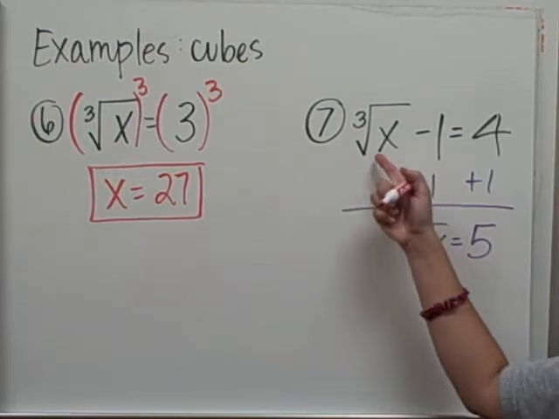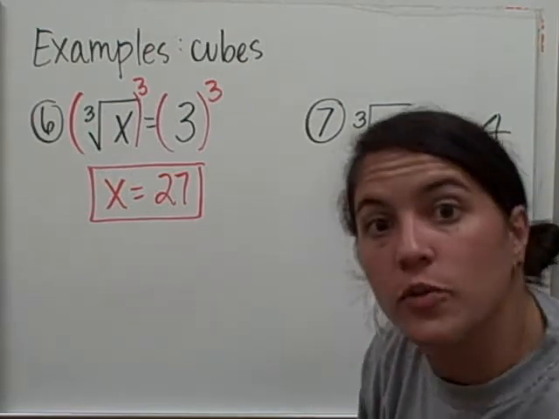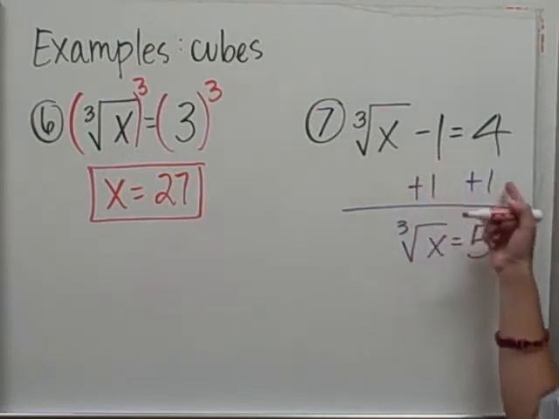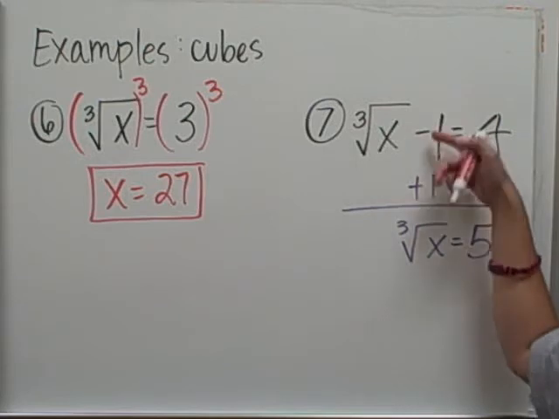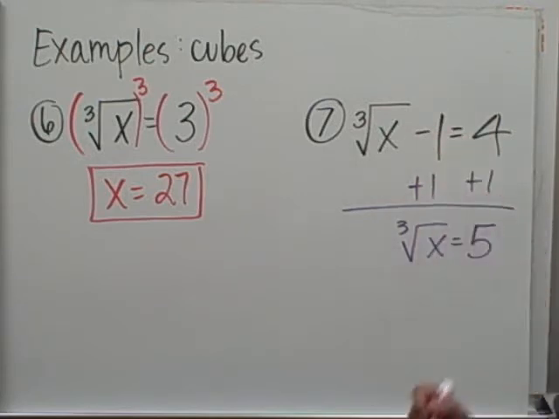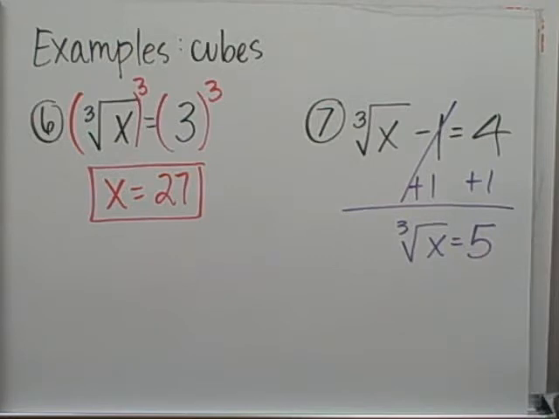Example number 7. The cubed root of x minus 1 equals 4. So I've already shown you the first step. Because this is not inside, we can go ahead and undo minus 1 with plus 1. So we did plus 1 on both sides. I brought this down. Cubed root of x equals 5.